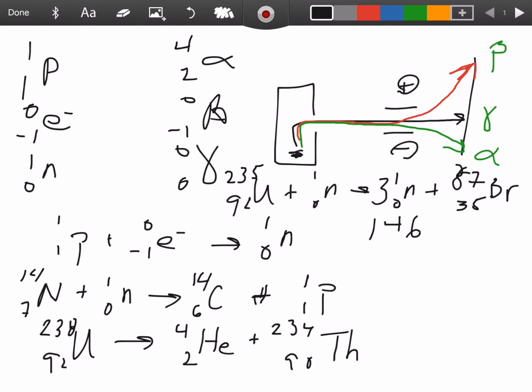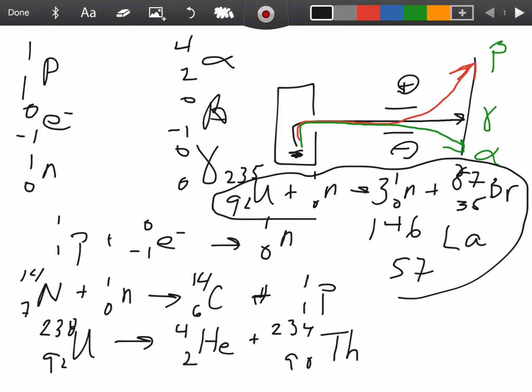And then on the bottom we've got 92 plus 0 on one side, and 3 times 0 is 0, and we've got 35. So 92 minus 35 is 57. And we can look at the periodic table to find out what element 57 is, and that happens to be lanthanum. So our balanced chemical equation would look something like, sorry, I chopped off my 235 there for the uranium, but that's a balanced reaction, a balanced nuclear reaction.